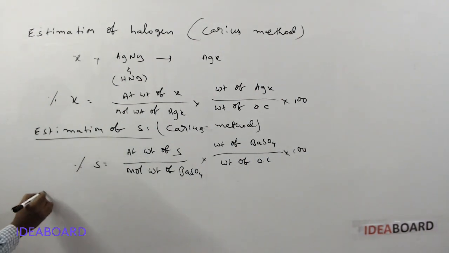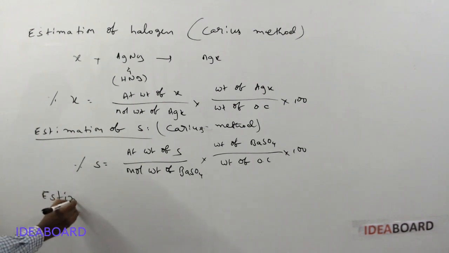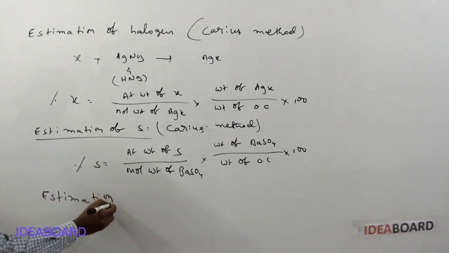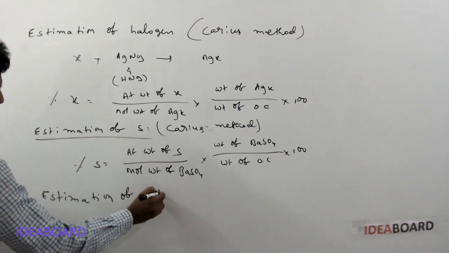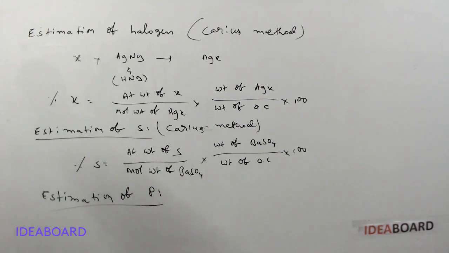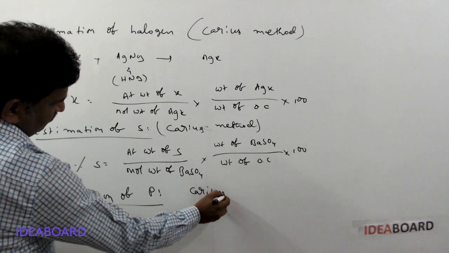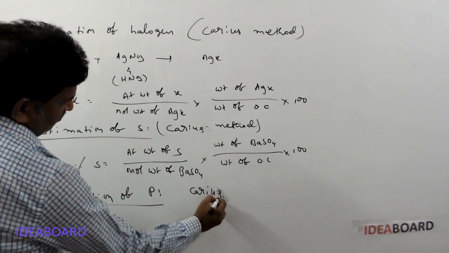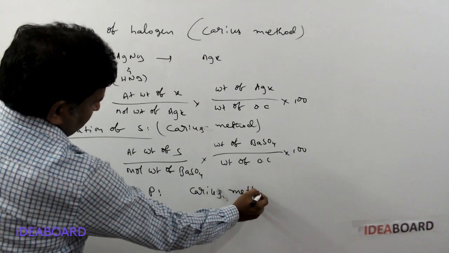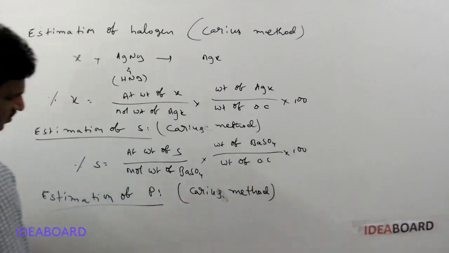And next, estimation of phosphorus. Here phosphorus is estimated by using magnesium pyrophosphate. Here this is also the same Carius method, it is also called Carius method only.